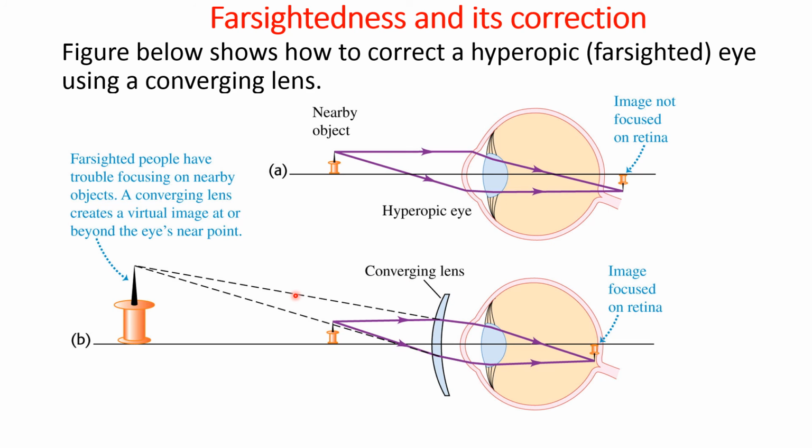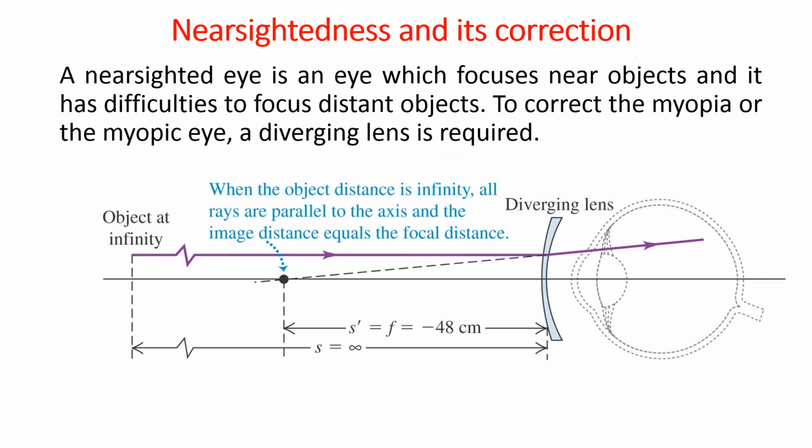This is a disease which affects old people. Then these old people, to focus things on the retina, are given converging lenses. And to correct nearsightedness or myopia, or a myopic eye, a diverging lens is needed. Then for people who focus objects in front of the retina, a diverging lens is prescribed to them. This is a disease which affects middle-aged people and young people.